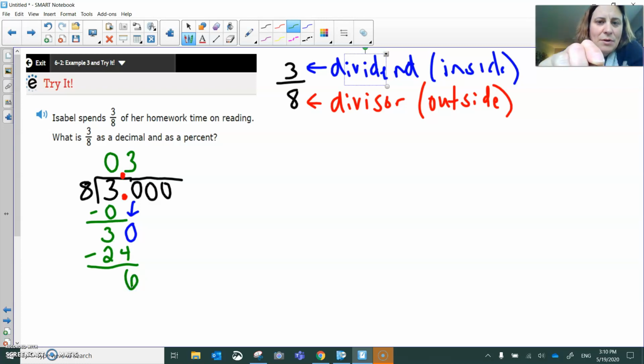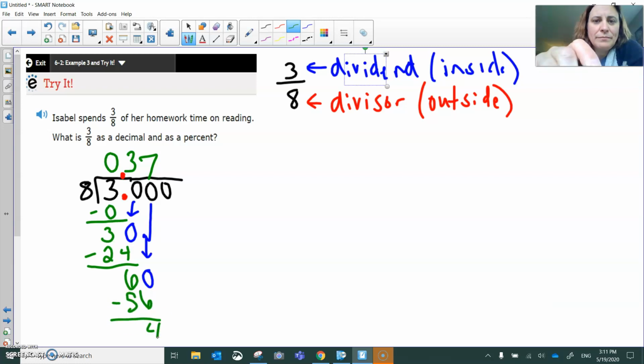And then I am going to bring down the next 0. And we're going to keep going. I want to do 60 divided by 8. I know that 7 times 8 is 56, which is close. 8 times 8 is 64. That's too many. So 7 it is. 7 times 8 is 56. And 60 minus 56 is 4.